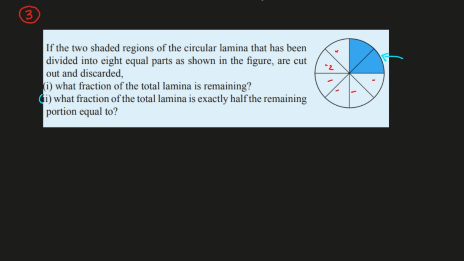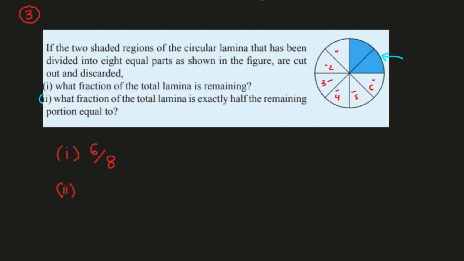One, two, three, four, five, six. So in the first question it asks, what fraction of the total lamina is remaining? It's 6 upon 8, which is really easy. Right. So what is the second question? What fraction of the total lamina is exactly half of the remaining portion equal to?